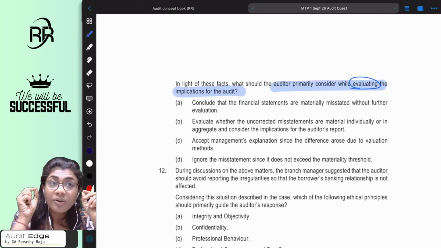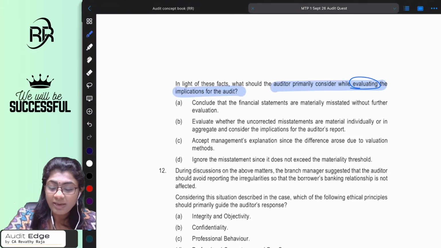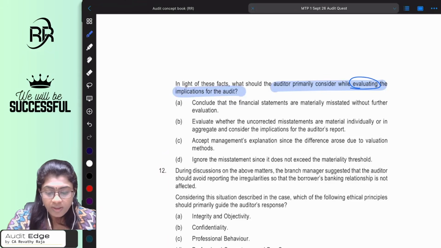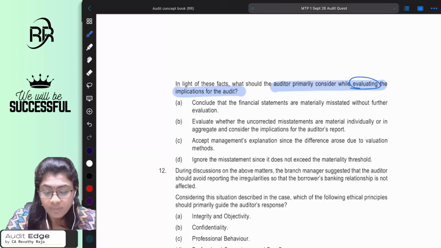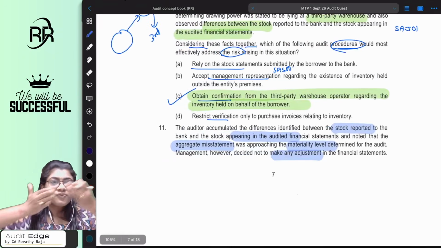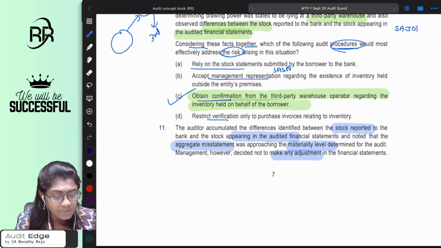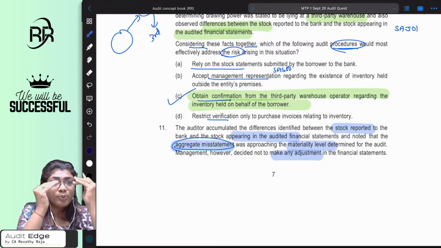There is a sentence, auditor shall consider the implications of aggregate of misstatements or individually the misstatements, whether it approaches the materiality. Evaluation, which SA? 450. 320 is materiality, that's also there, but I'm saying about evaluation. So 450. So there is a misstatement, right? In our books is different. The statement submitted is different. So there is a misstatement. Whenever there is a misstatement, you have to evaluate whether individually or in aggregate it approaches materiality.